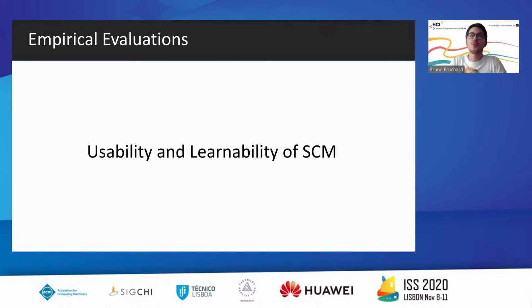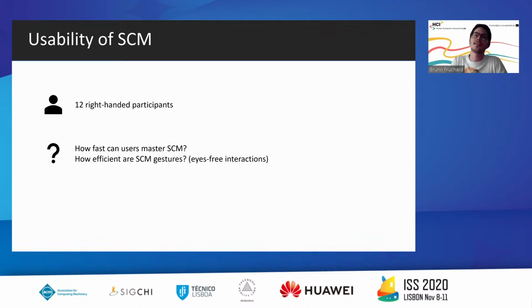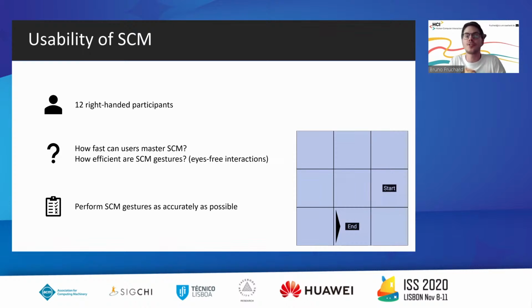We performed 2 experiments. The first one focused on the usability of SCM, and the second one focused on the learnability of SCM. For the usability, we performed the experiment with 12 right-handed participants, where we wanted to answer how fast can users master SCM and how efficient are SCM gestures. Here we focused on the expert mode, meaning eyes-free interaction. The user could not look at the watch. And the task was simply to perform SCM gestures as accurately as possible. The only visual information the users had was the starting area, the ending area, and the side to cross.